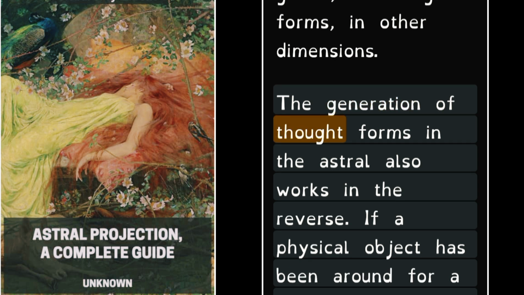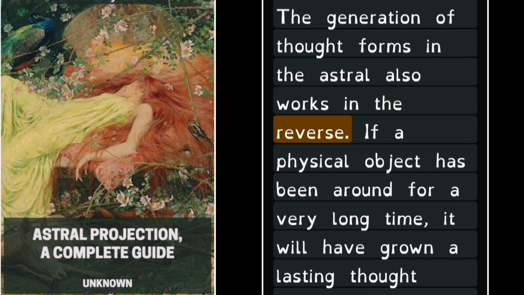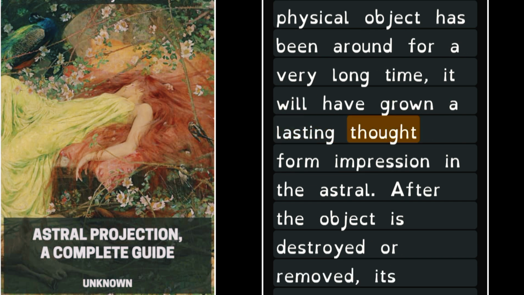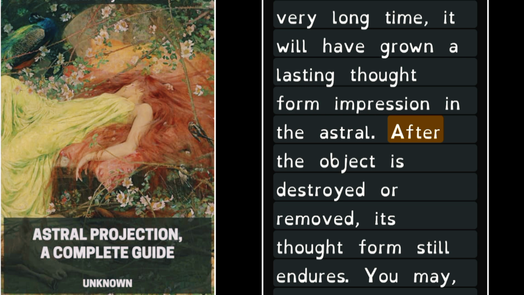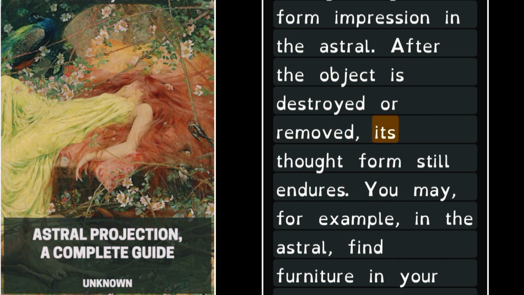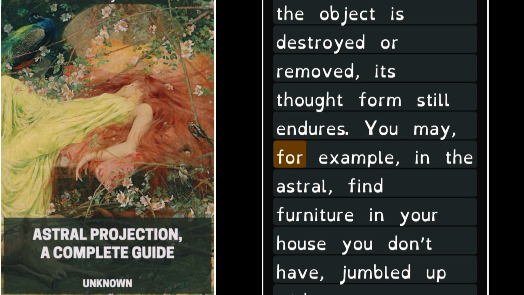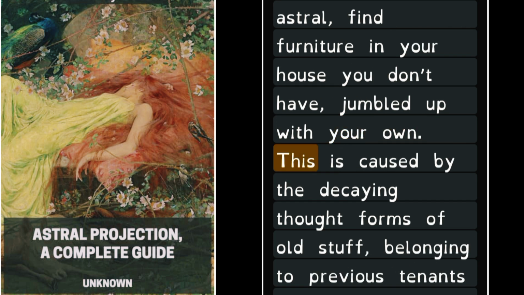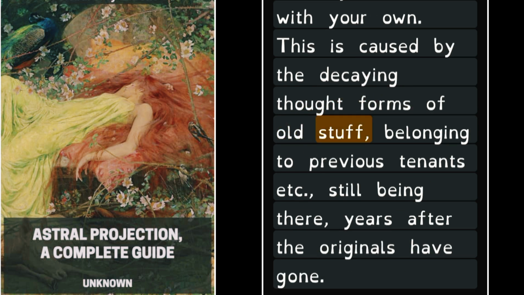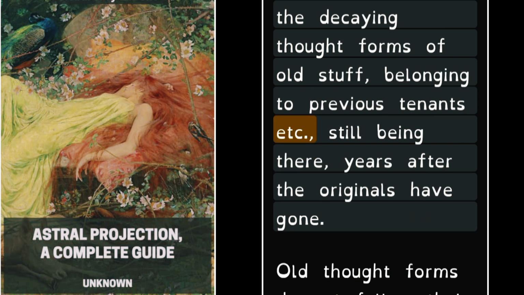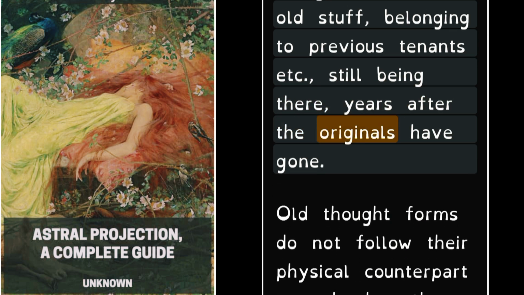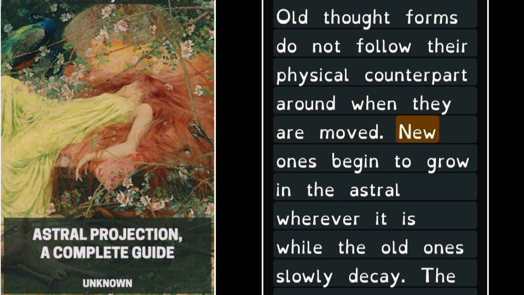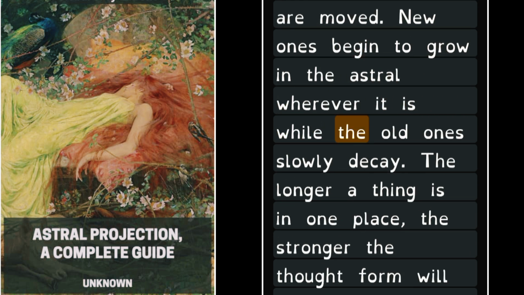The generation of thought forms in the astral also works in the reverse. If a physical object has been around for a very long time, it will have grown a lasting thought form impression in the astral. After the object is destroyed or removed, its thought form still endures. You may, for example, in the astral, find furniture in your house you don't have, jumbled up with your own. This is caused by the decaying thought forms of old stuff, belonging to previous tenants, etc., still being there, years after the originals have gone. Old thought forms do not follow their physical counterpart around when they are moved. New ones begin to grow in the astral, wherever it is, while the old ones slowly decay.